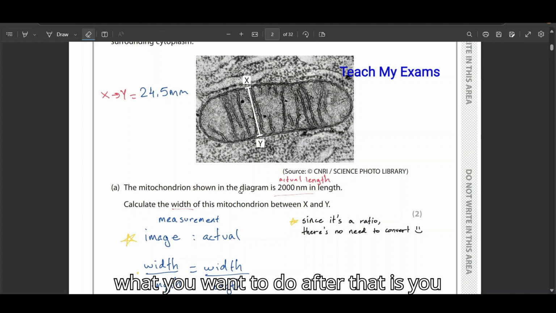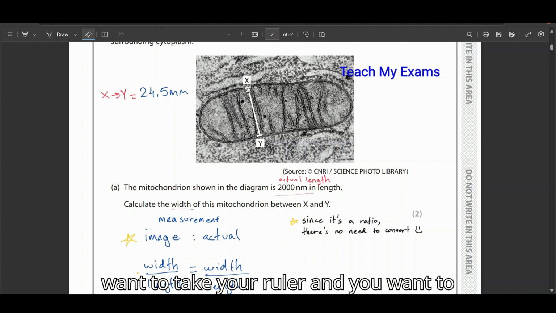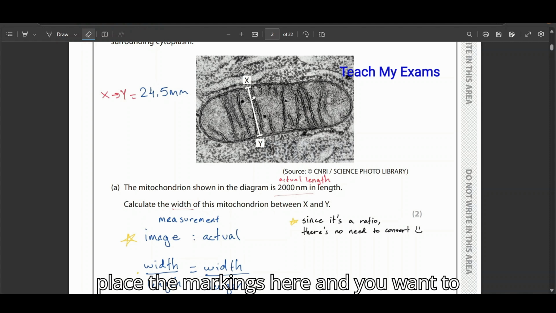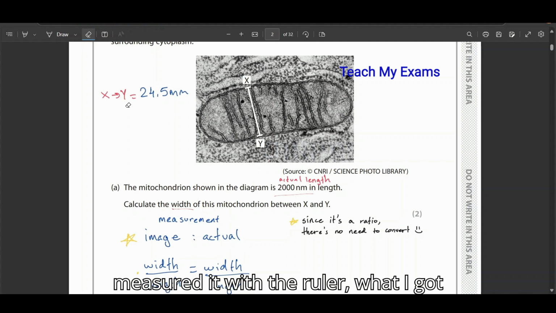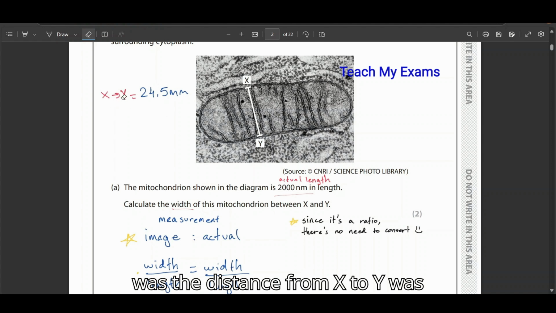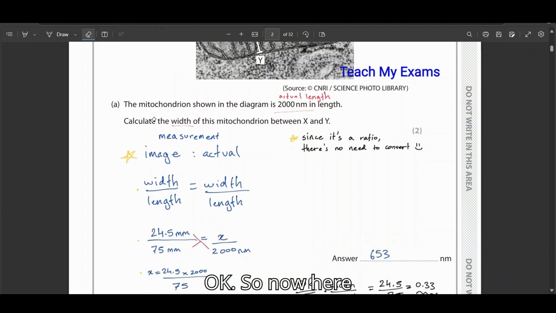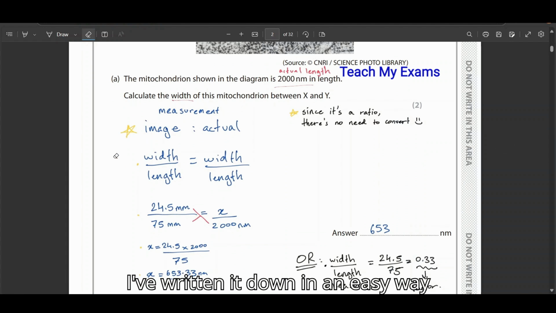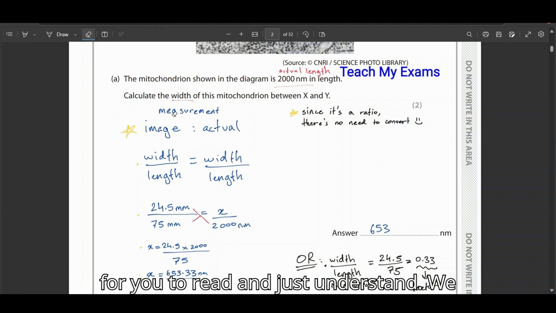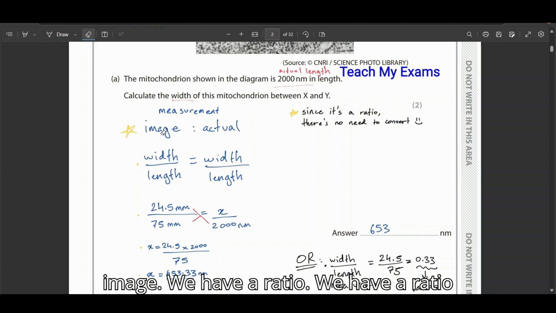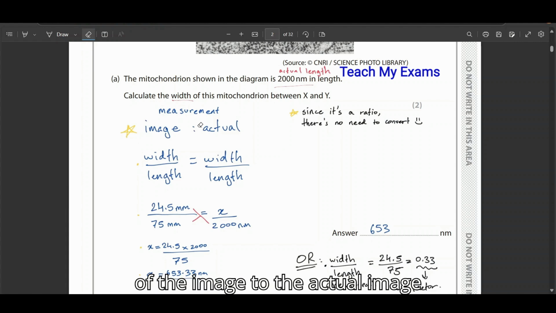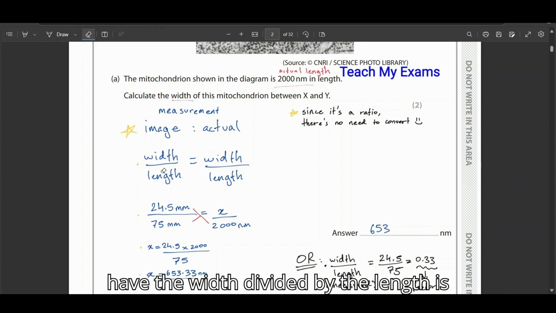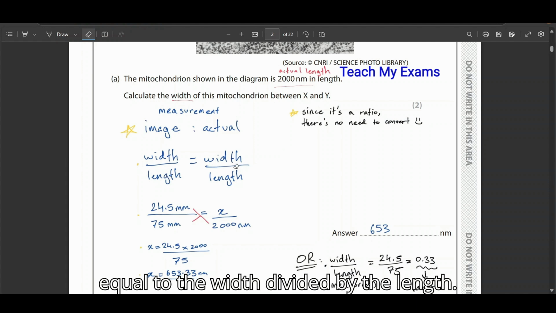Then you want to take your ruler, place the markings here and measure what you got. When I measured it with the ruler, the distance from X to Y was 24.5 millimeters. I've written it down in an easy way for you to read and understand. We have the measurement of the image and the actual length, so we have a ratio: the image width divided by the image length is equal to the actual width divided by the actual length.